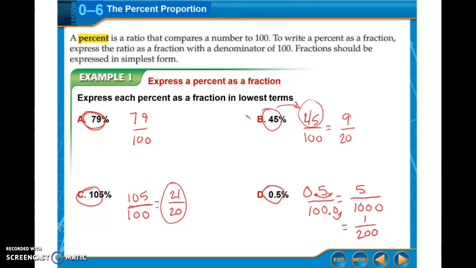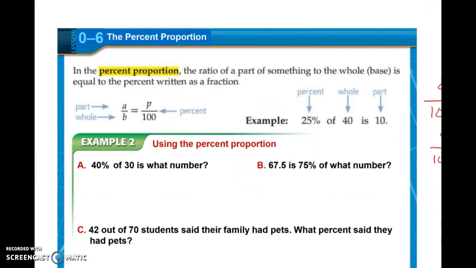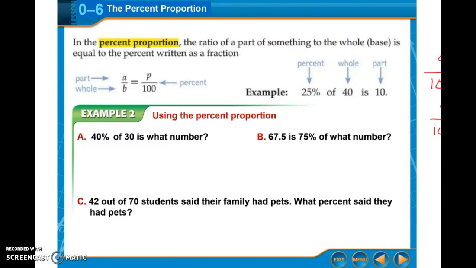If you want to check this and make sure that it's right, then you can go to a calculator and put in 1 divided by 200. And when you do that, you're going to get 0.005. So to turn any decimal into a percent, you've got to move the decimal place over 2 spots, and that's where it ends up. So it's 0.5%.